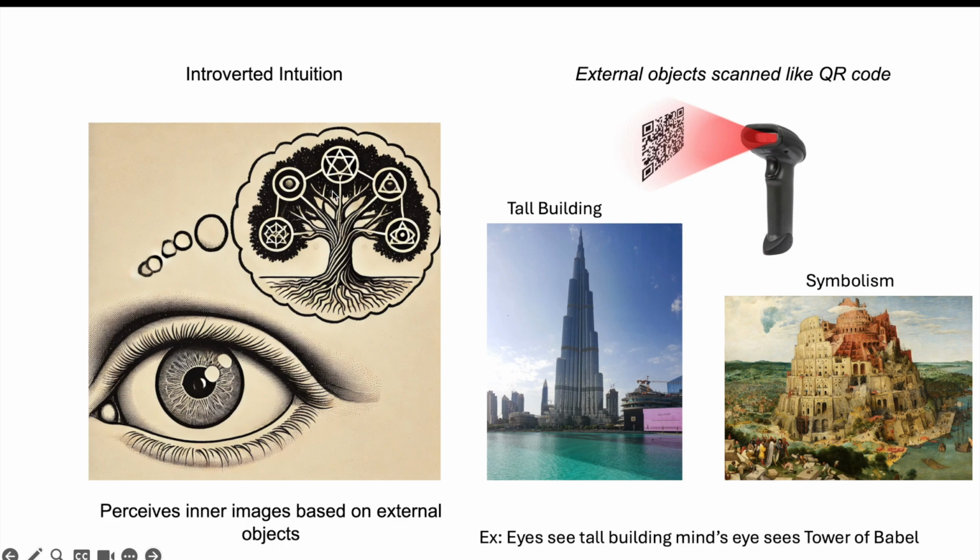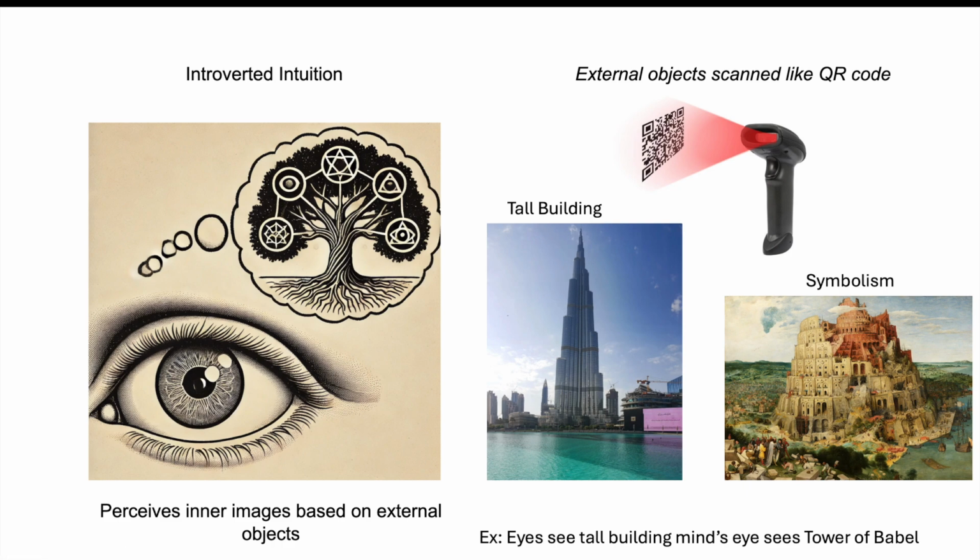Okay, so the problem with that is that when your introverted intuition gets one-sided and you start undervaluing the other functions, then it's kind of like you're looking at external objects like they have a QR code and just scanning them and then tossing them aside to look at the inner images. So on the left, imagine this is the biggest building in the world, like the Burj Khalifa or something like that. I don't even know if I pronounced it right.